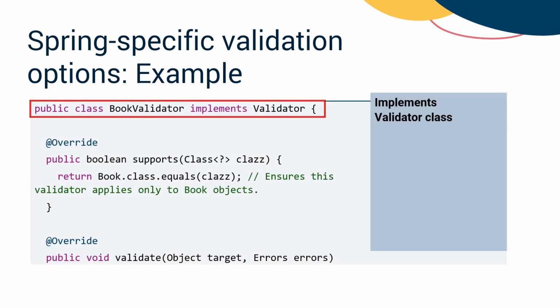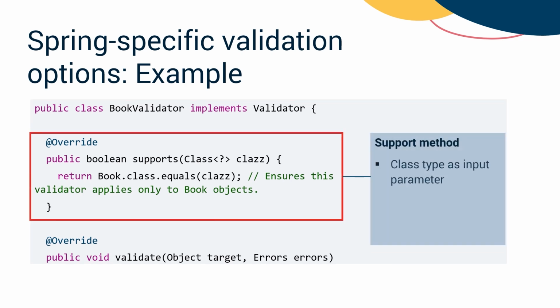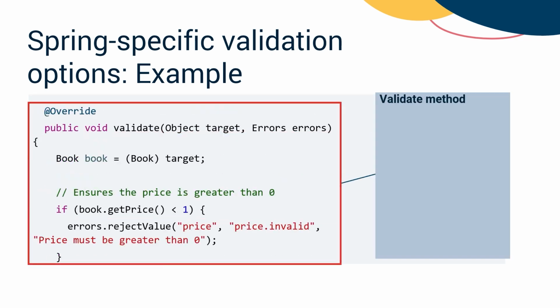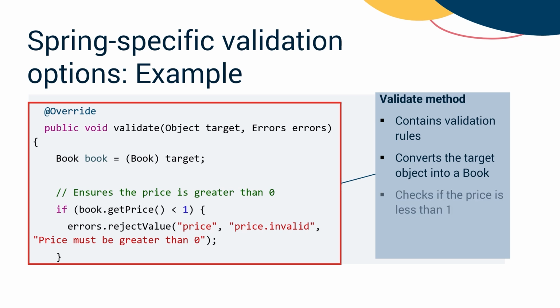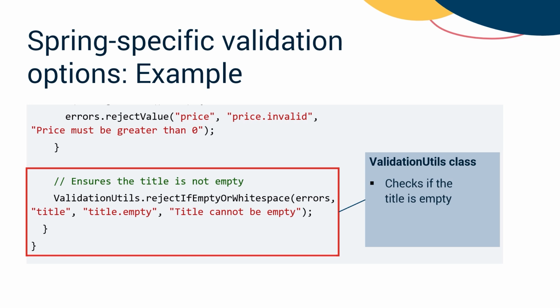The implements validator class implements the validator interface, which requires defining two methods, supports and validate. The supports method takes in a class type as an input parameter and returns true only if the given class is book.class. The validate method contains the validation rules. It first converts the target object into a book and then checks if the price is less than 1. If true, it returns an error message stating that the price has to be greater than 0. The validation utils class is used to check if the title is empty or contains only spaces. This ensures the caller does not send an empty title or blank string.